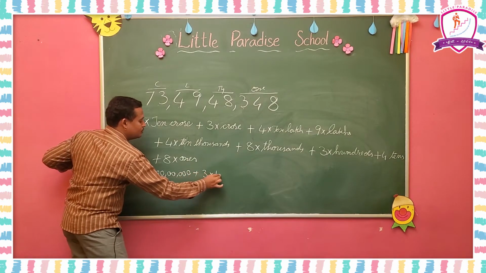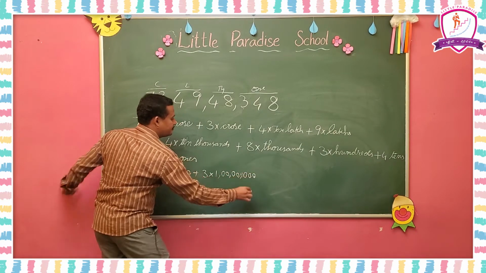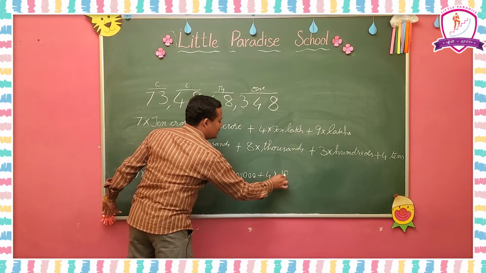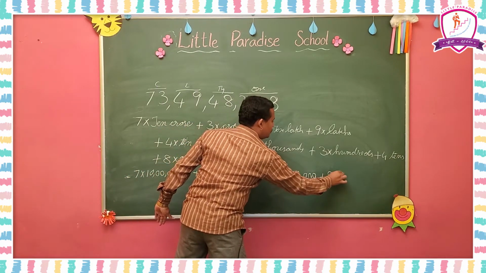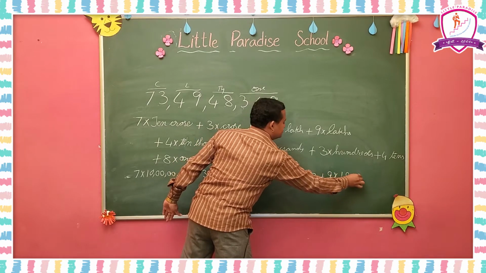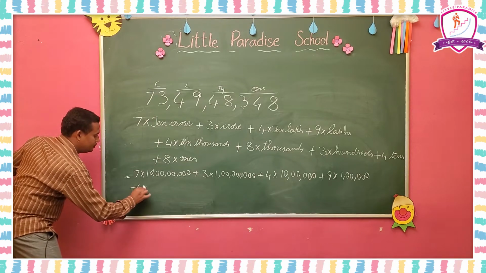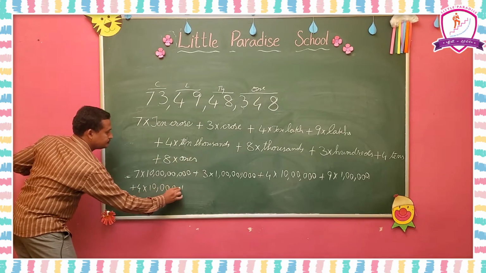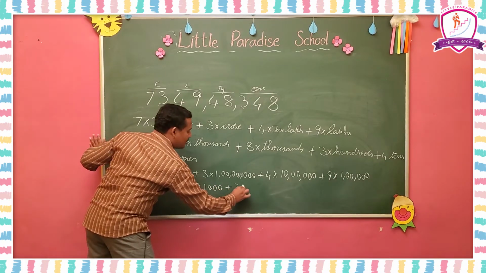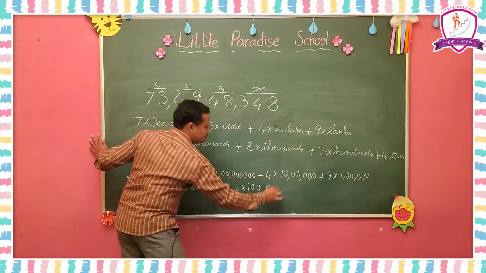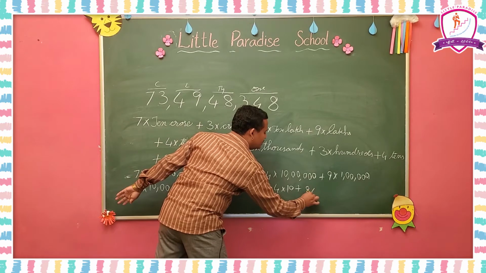plus 3 into crore, plus 4 into 10 lakhs, plus 9 into 1 lakh, plus 4 into 10,000, 8 into 1000, 3 into 100 plus 4 in tens, 4 into 10 plus 8 ones, 8 into 1.